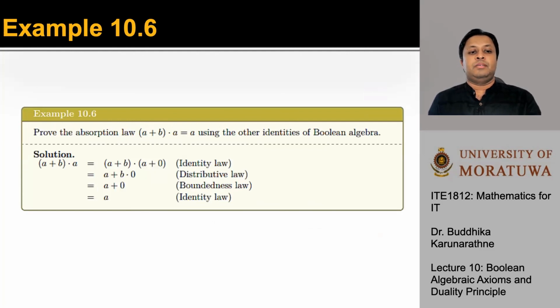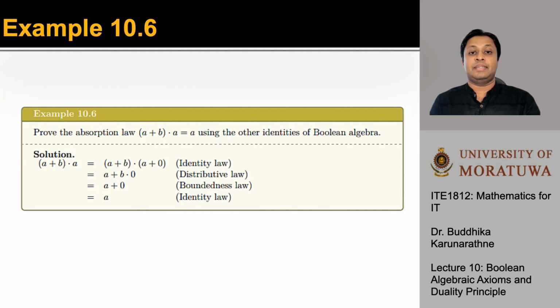Another example, let's say we have what we call the absorption law, a plus b dot a, using other identities of Boolean algebra. So this time we don't go to the truth table. Instead, we use the laws provided for us. So we start from a plus b dot a. Using the identity law, you can first convert that statement to a plus b dot a plus 0. So that is introducing the identity law, because you can replace a by a plus 0 using the identity law. And then in the next step, you can use the distributive law and you will arrive at a plus b dot 0.